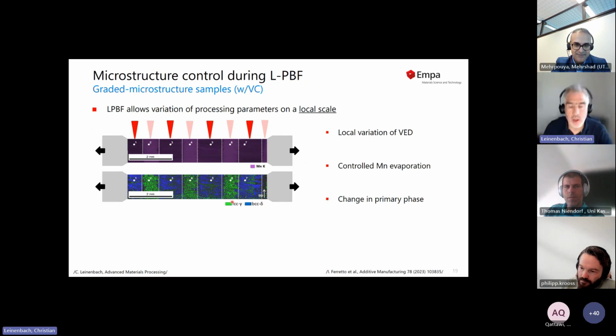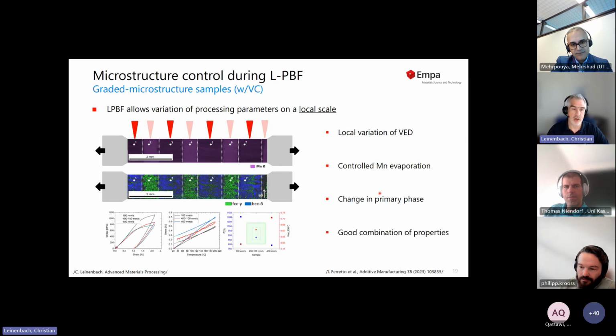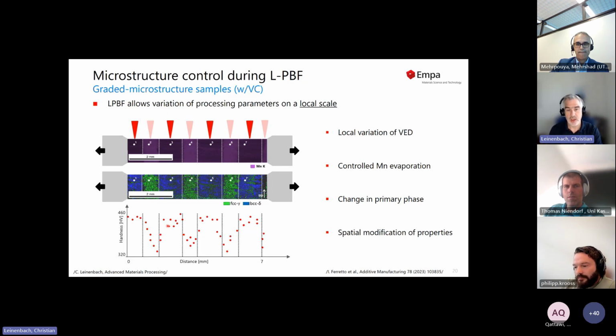Then we took that further. We said, can we make really 3D parts? Not just write some letters, but can we make parts? That's what we did, varying the processing parameters. We controlled the manganese evaporation. And there you can see that depending on the pattern that we imprint in our material, we can make parts that vary their mechanical properties. Here's the stress strain curve, but they also vary in their shape memory properties. And here we can make any combination in between.